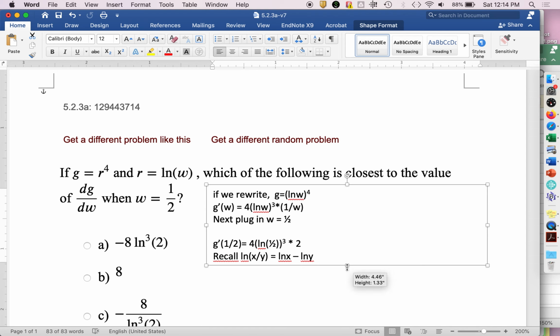So let me do that with natural log of 1/2. Natural log of 1/2 would be natural log of 1 minus natural log of 2. Well, the natural log of 1 is 0. So ultimately, I just get 0 minus natural log of 2, which is negative natural log of 2. So I can replace the natural log of 1/2 with just negative natural log of 2.